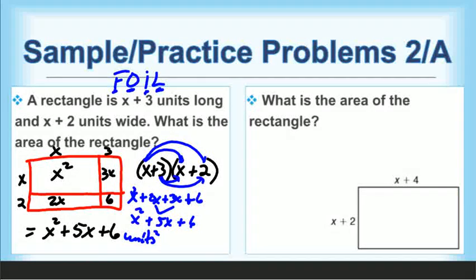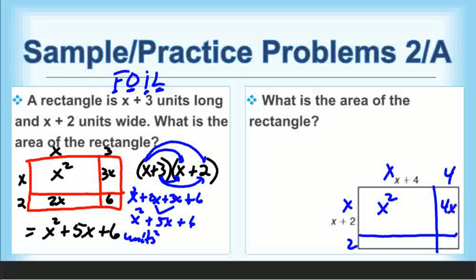So here I showed you two different ways of solving the area of binomials. Next one, what is the area of the rectangle here? Again, I could just divide this way and then make this one x. This is 4, this is x, and this is 2. And you can do x times x, which is x squared. x times 4 is 4x. 2 times x is 2x. And 2 times 4 is 8. And if I were to combine my answers, I would get x squared, 4x plus 2x is 6x, and then I have the plus 8 in the end.